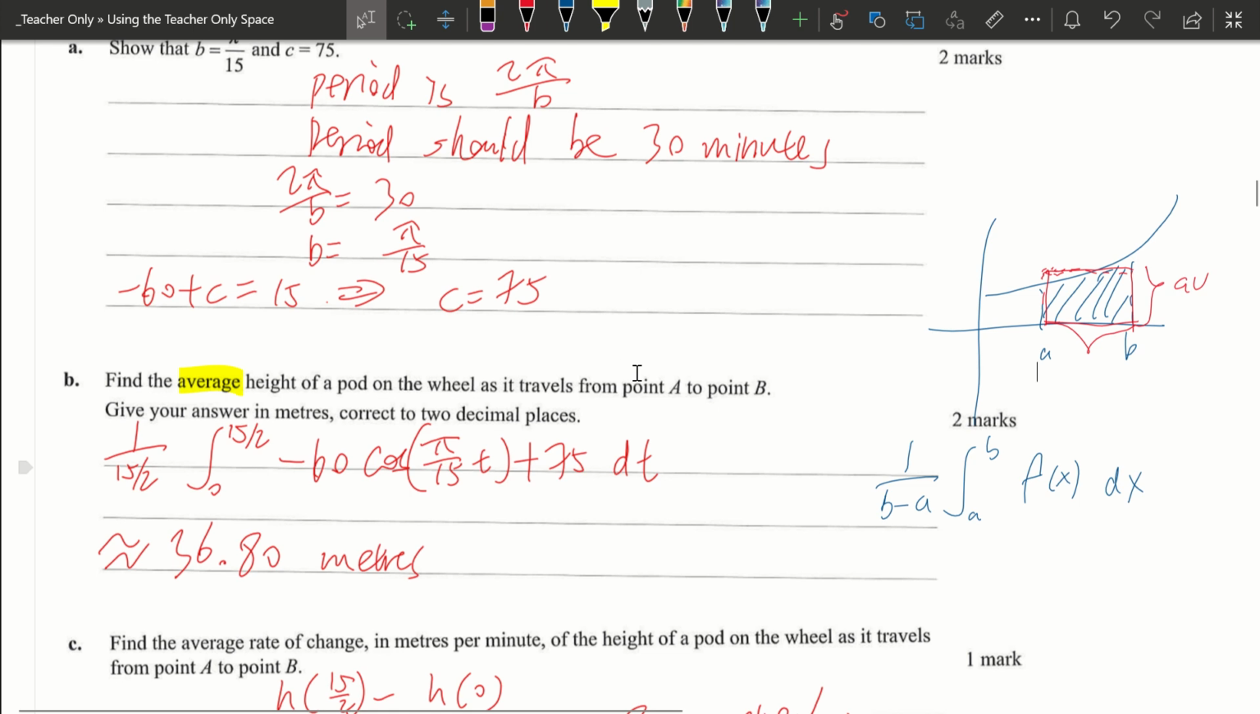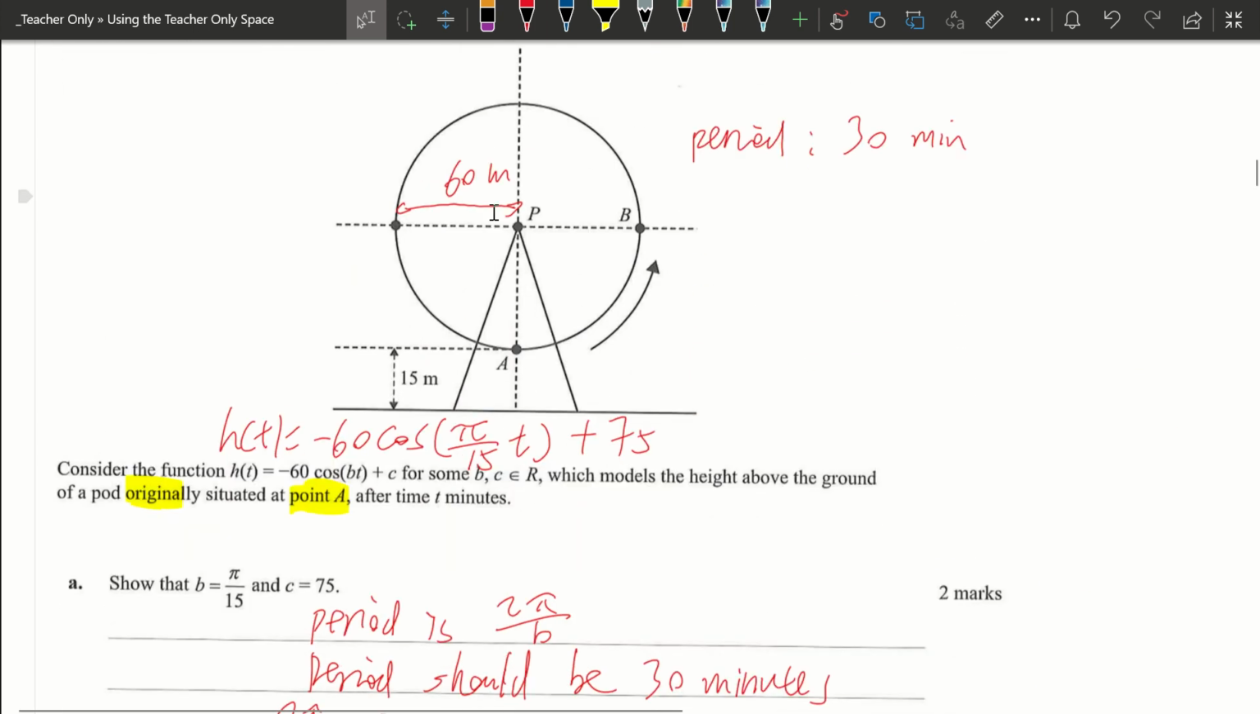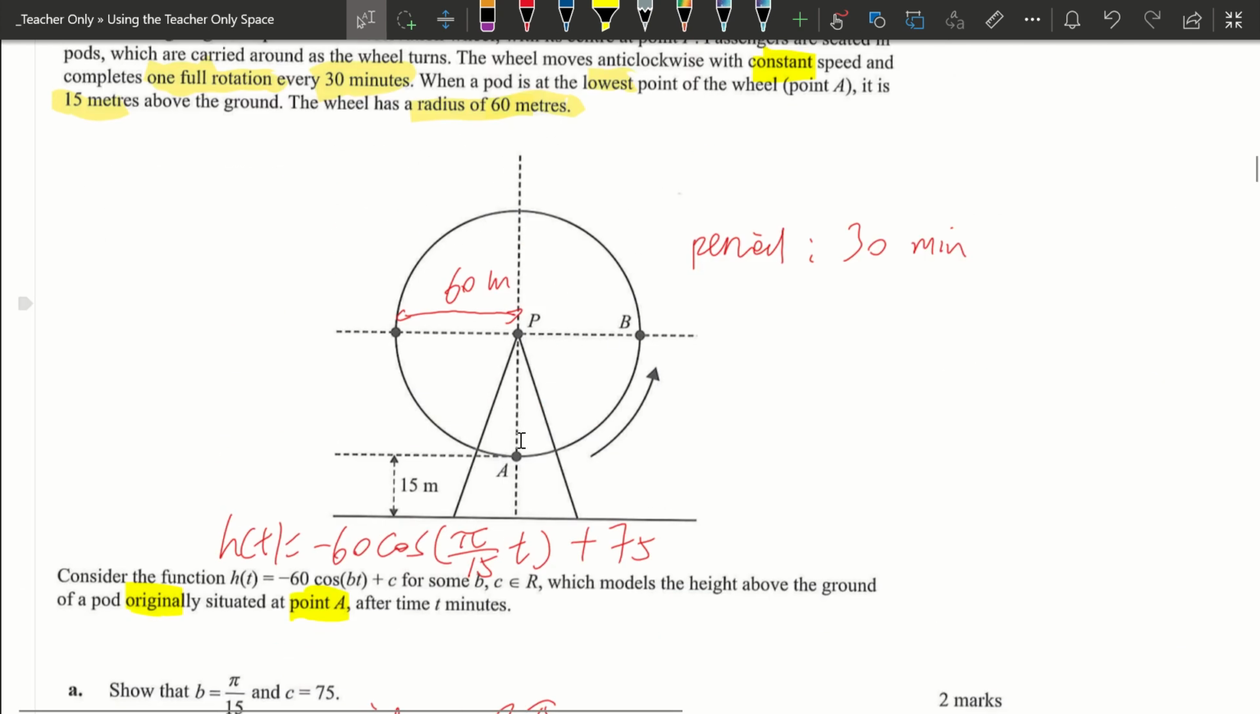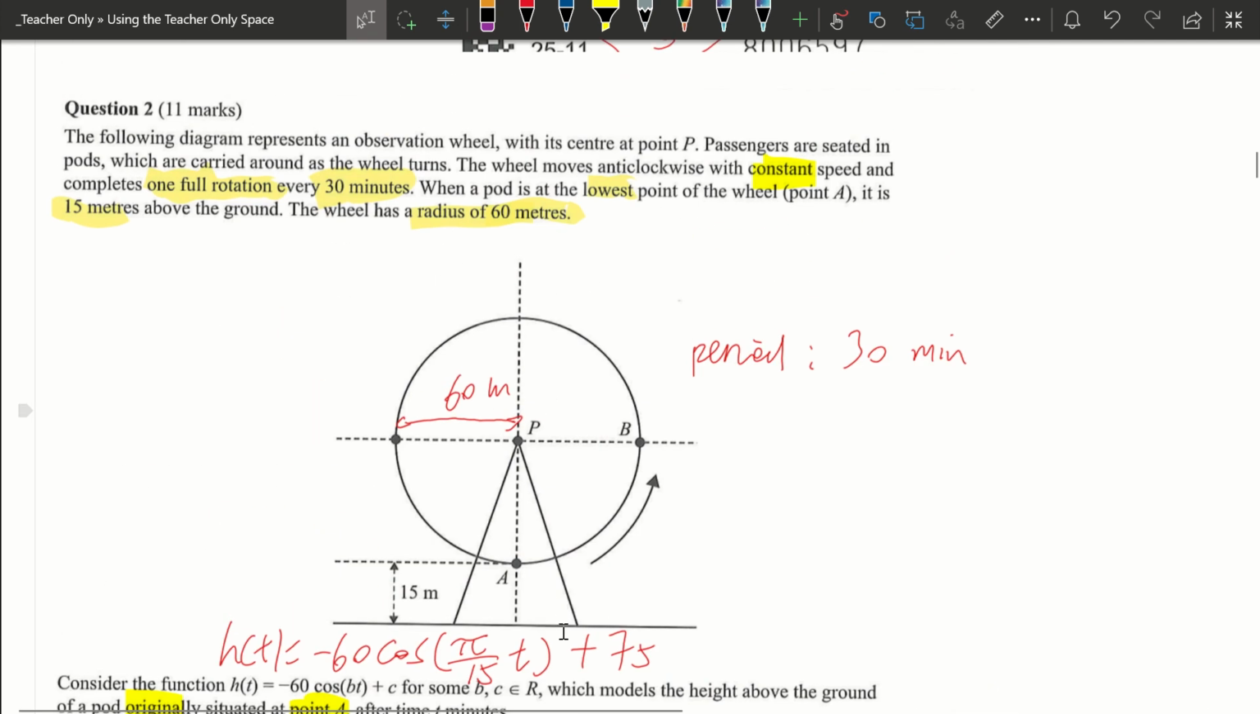Okay, so for us, the average height is written in terms of t. T is time, right? So at point A, t is 0, so that's kind of okay. T is 0 at point A because that's the start. But what about B? How much time is it? When I get to B, what's the time? Well, to go full circle, it's 30 minutes. So to go a quarter circle, 30 over 4. To go a quarter circle, the time it takes is 30 minutes divided by 4.